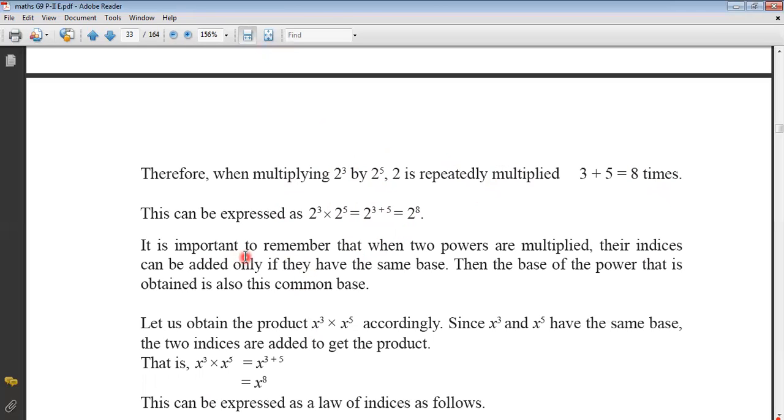It is important to remember that when two powers are multiplied, the indices can be added only if they have the same base. If they have the same base, we can add the indices. Then the base of the power that is obtained is also this common base. Let us obtain the product of third power of x and fifth power of x. Accordingly, since third power of x and fifth power of x have the same base, the two indices are added to get the product, x to the power 8.